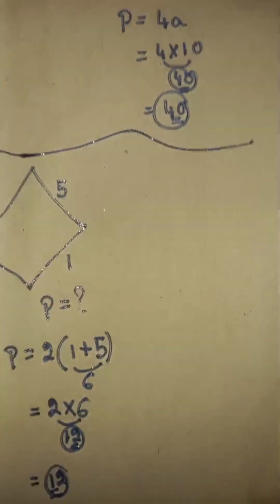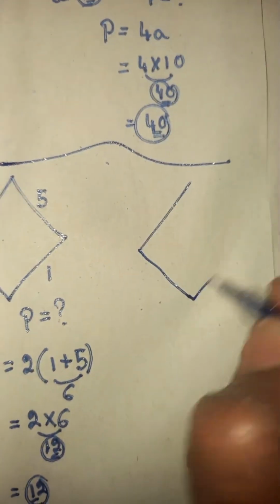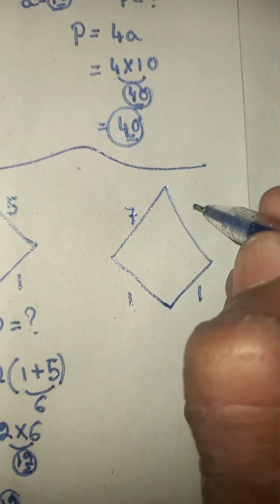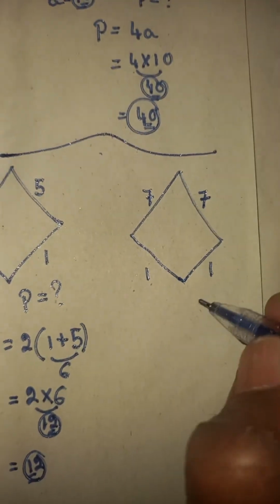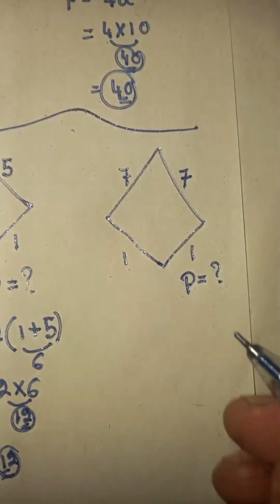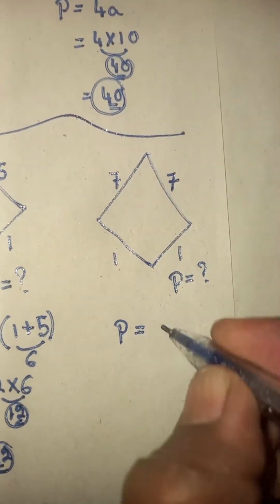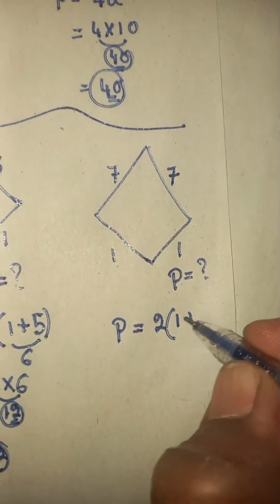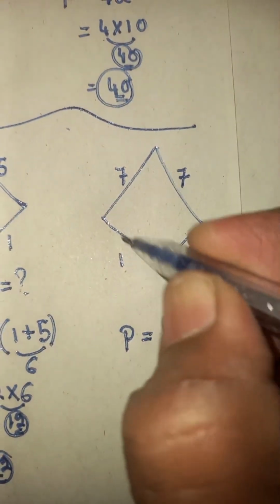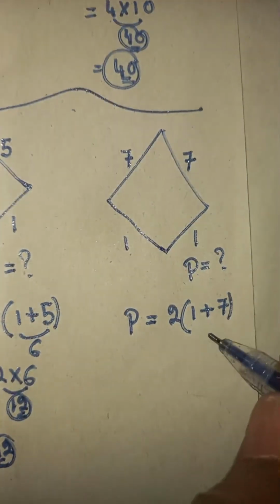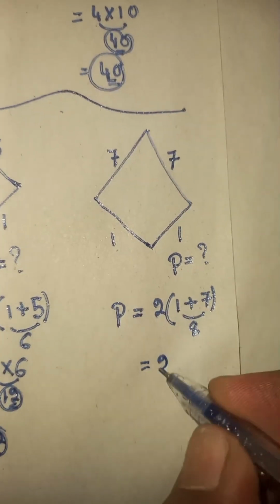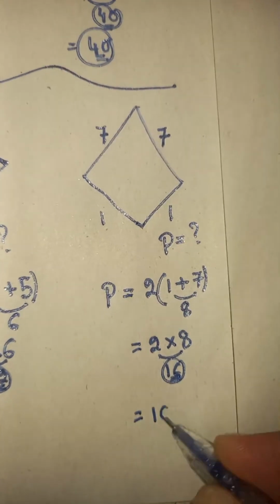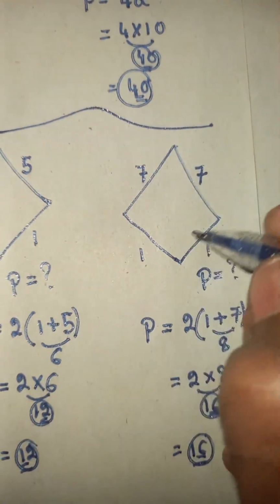Let's take one more kite, and in this kite they have given the below sides as 1 unit and above sides as 7 units. Here also you need to find out what's the perimeter. Perimeter of even this kite is 2 times of sum of below and above side, that is 1 plus 7. Below side is 1 unit, above side is 7 units. 1 plus 7 is 8, so 2 times of 8 is 16, so 16 units is the perimeter of this kite.